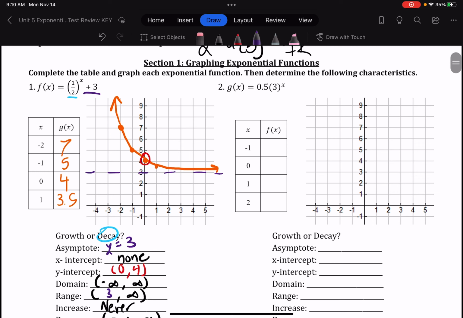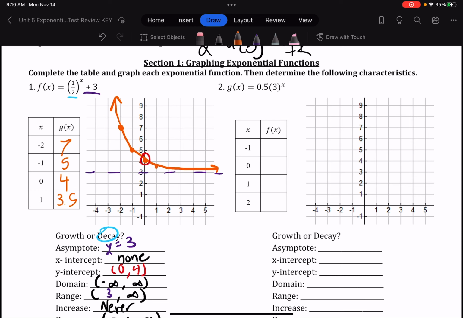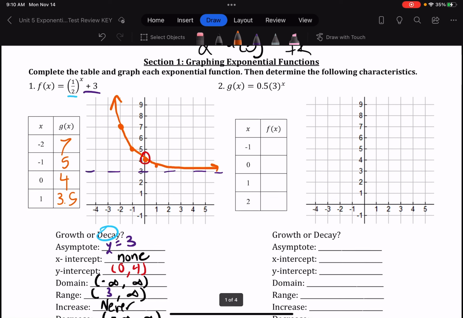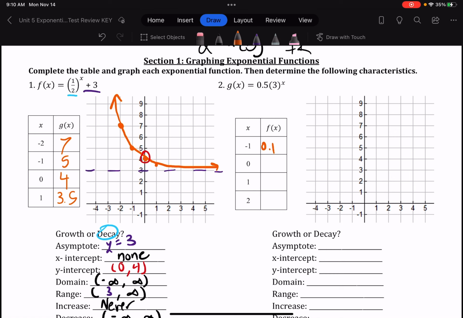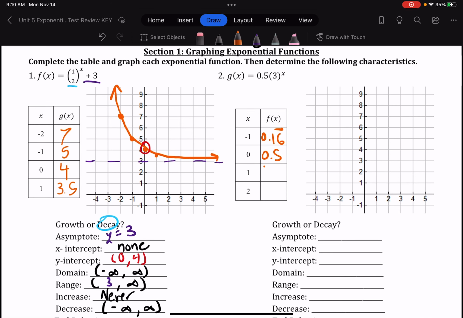We're going to do the same thing with this second function. I've given you g of x is equal to 0.5 times 3 to the x power. So go back to that table function and now enter in 0.5 times 3 raised to the x power. When x is -1, it's giving me a y value at 0.16 repeating. When x is 0, y is 0.5. When x is 1, y is 1.5. And when x is 2, y is 4.5.